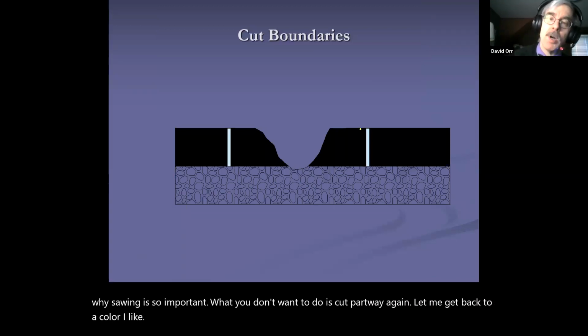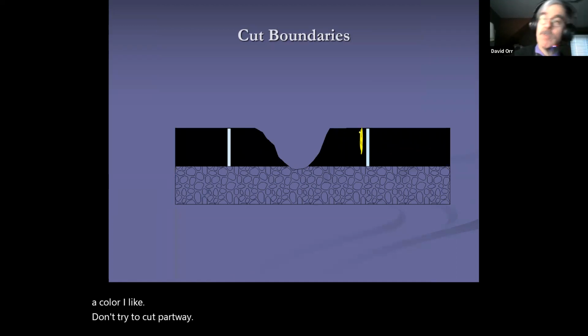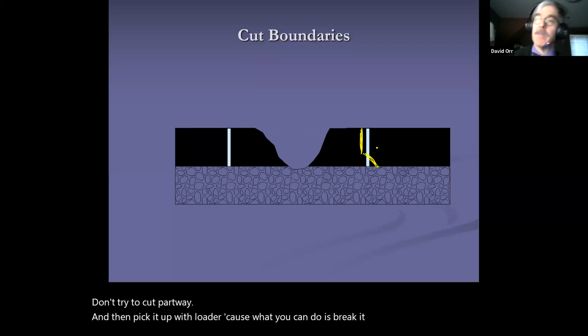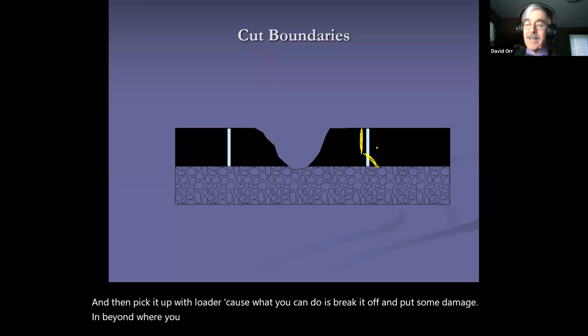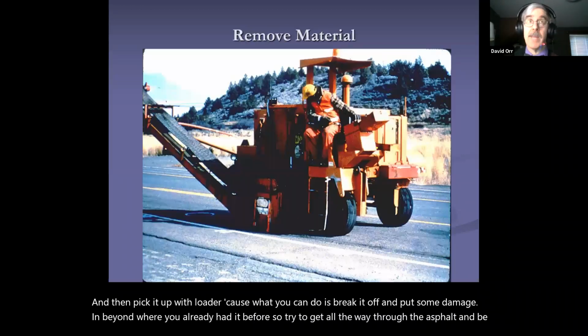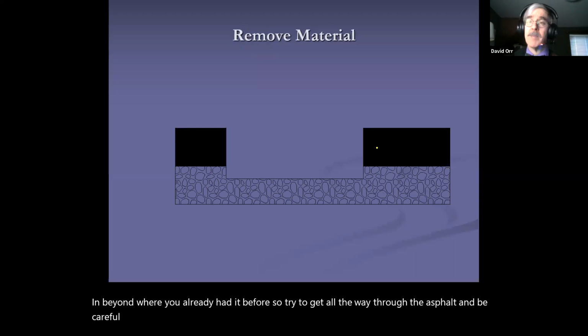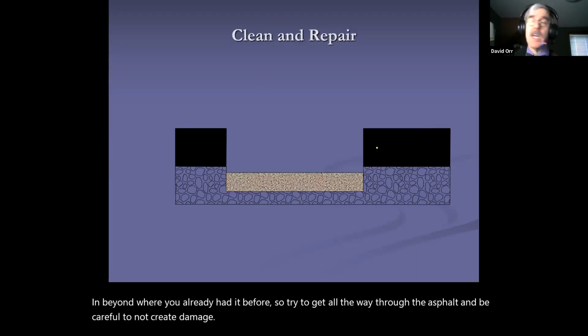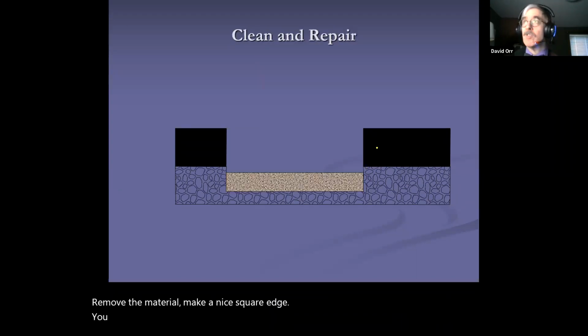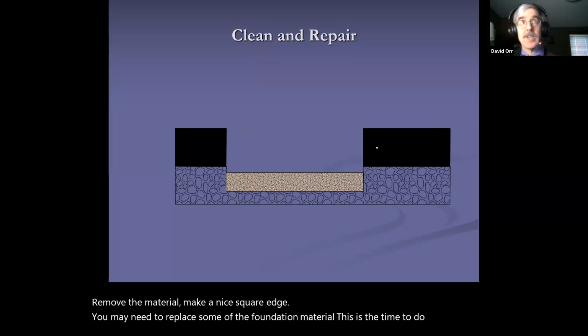Don't try to cut part way and then pick it up with a loader, because you can break it off and put some damage in beyond where you already had it before. So try to get all the way through the asphalt and be careful to not create damage. Remove the material, make a nice square edge. You may need to replace some of the foundation material. This is the time to do it and maybe even improve some drainage.